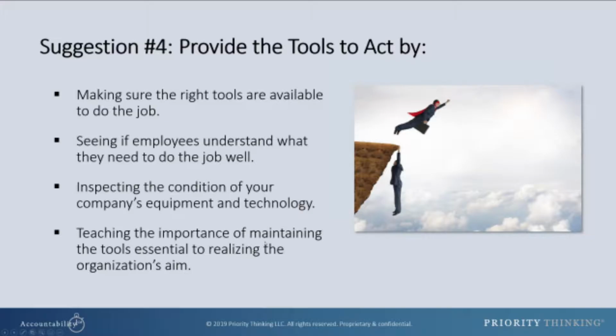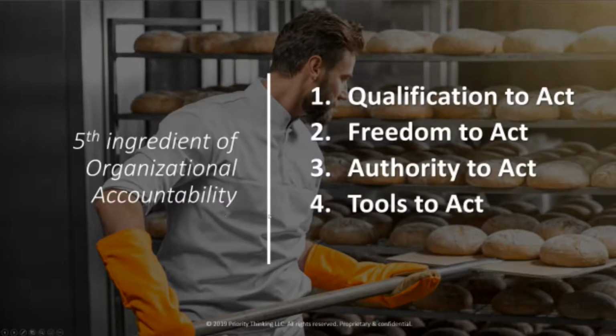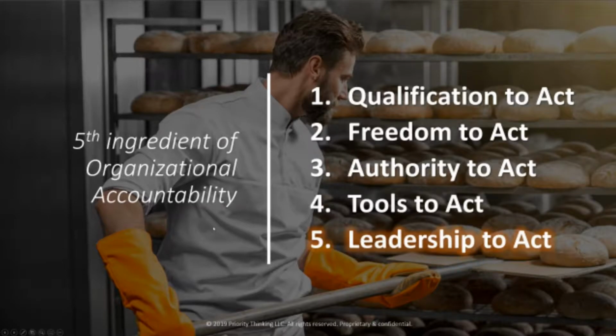All right, and finally, the fifth ingredient in organizational accountability, not surprising, the leadership to act. This, of course, is the capstone, and if the other four ingredients are in place, the leadership to act can suffocate all the good work that's been done on these first four layers. So let's talk about it just briefly.